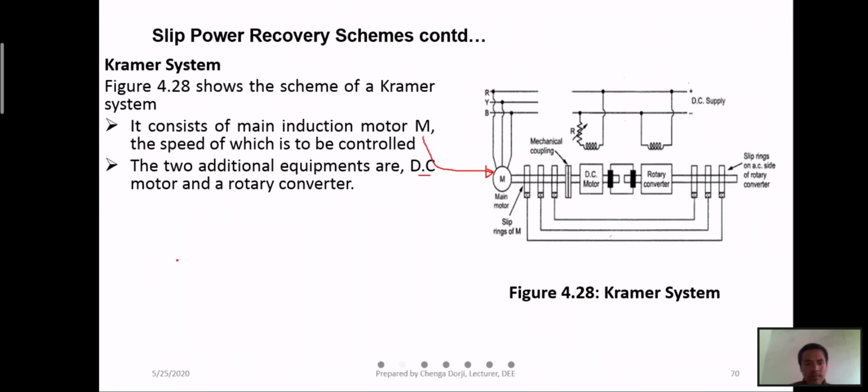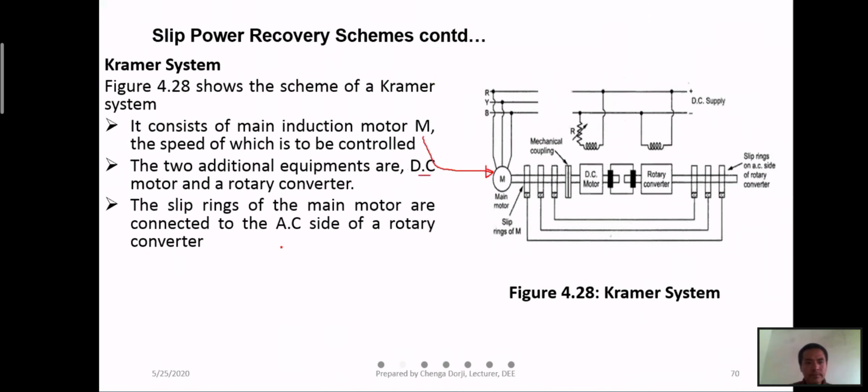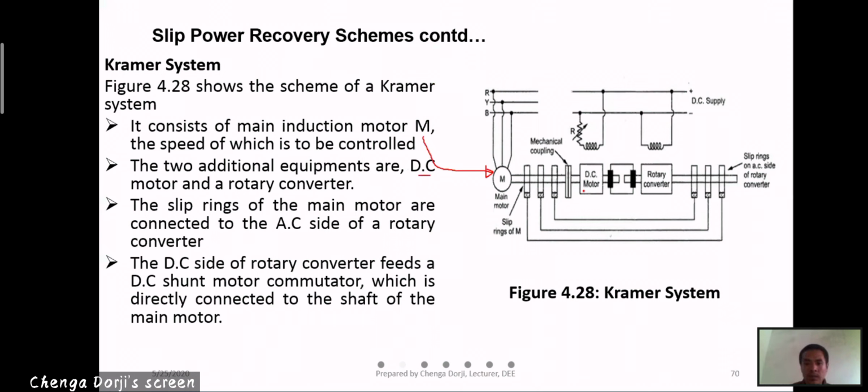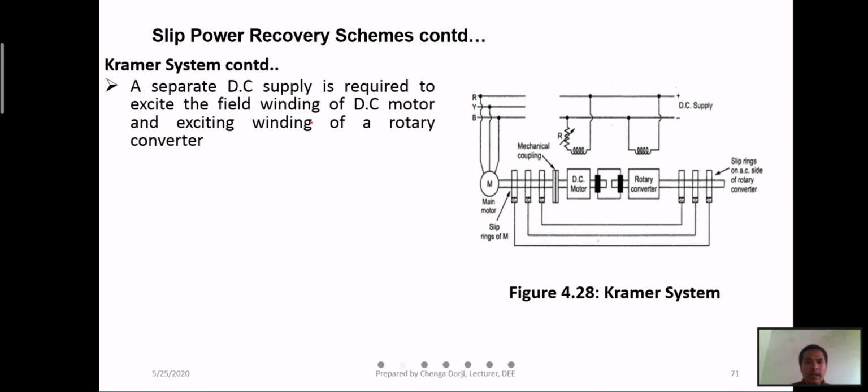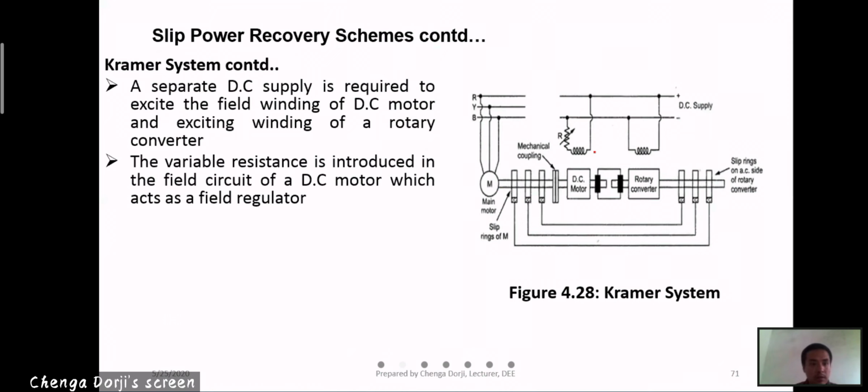So here the slip ring of the main motor is connected to the AC side of the rotary converter. The DC side of the rotary converter feeds a DC shunt motor, which is directly connected to the main motor shaft. A separate DC supply is required to excite the field of the DC motor, because it is separately excited.